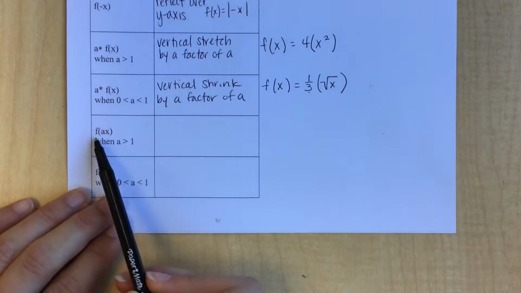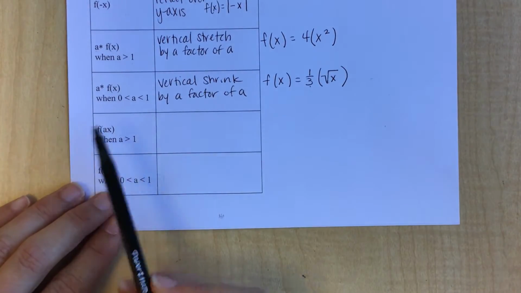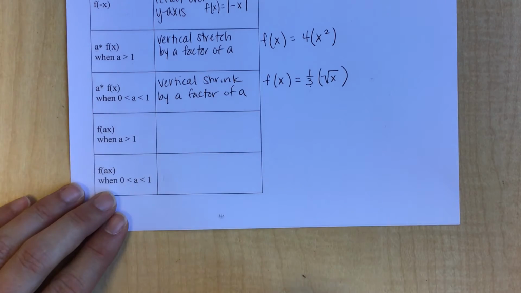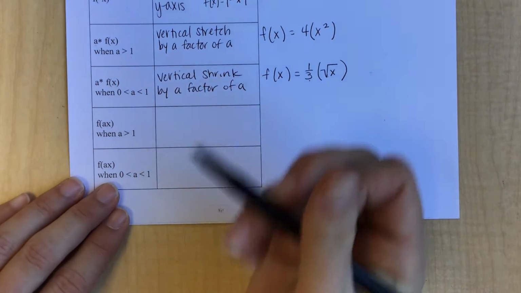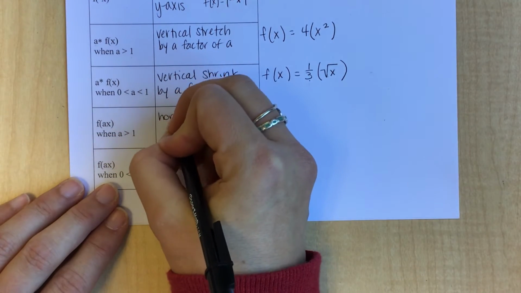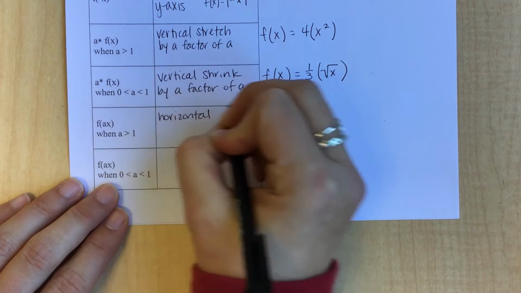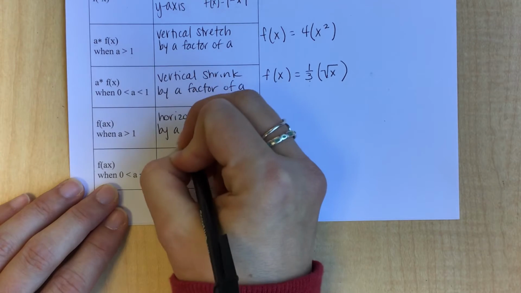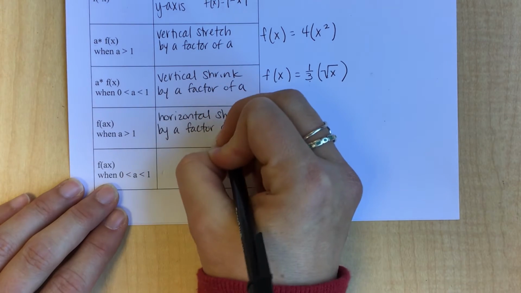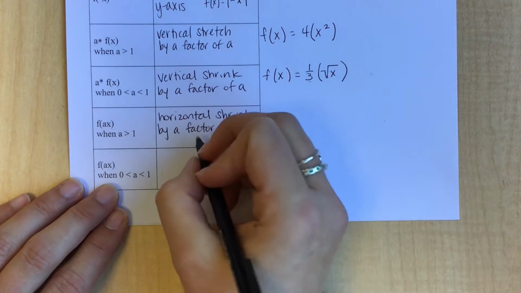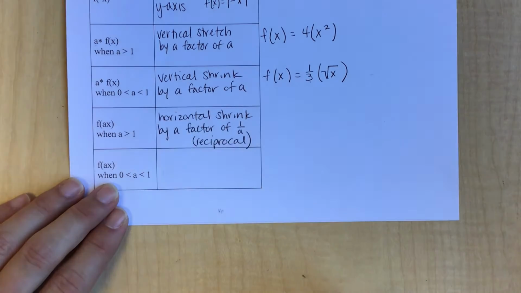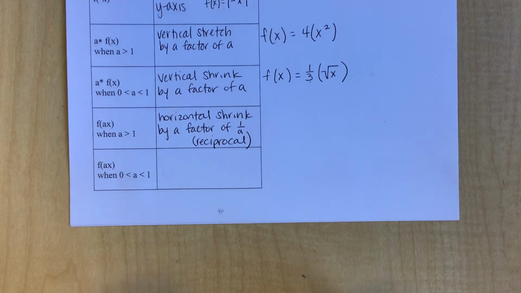All right, so now we're going to switch, and now we're looking at multiplying inside of the function. So we're going to multiply first, then do whatever the parent function tells us to do. So on this one, this is going to be a horizontal shrink by a factor of 1 over a. So this, remember we said, is the reciprocal, okay, so you flip that fraction or flip that whole number.